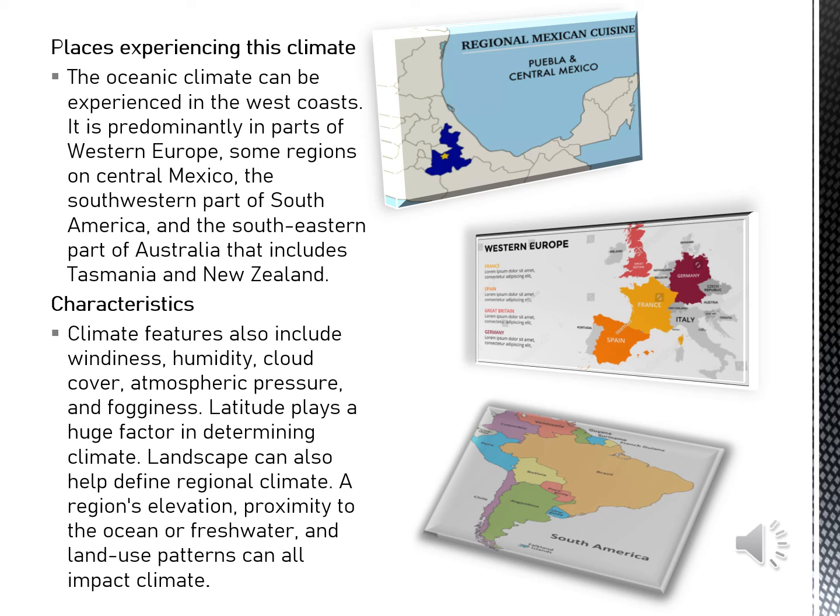Characteristics. Climate features also include windiness, humidity, cloud cover, atmospheric pressure, and fogginess. Latitude plays a huge factor in determining climate. Landscape can also help define regional climate. A region's elevation, proximity to the ocean or fresh water, and land use patterns can all impact climate.